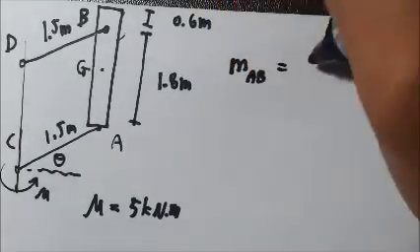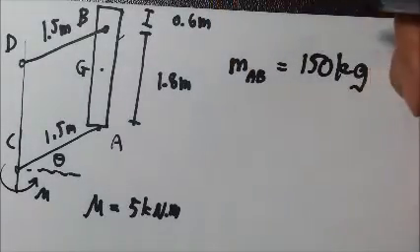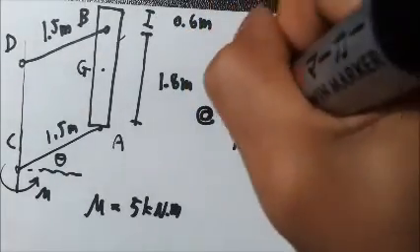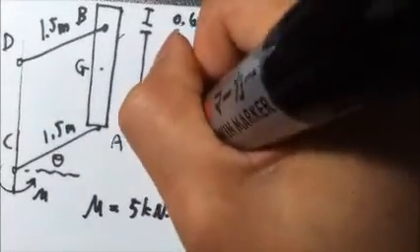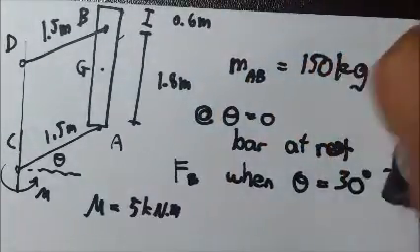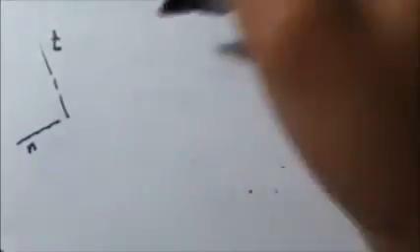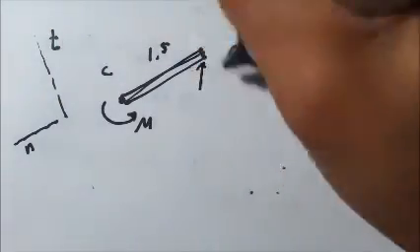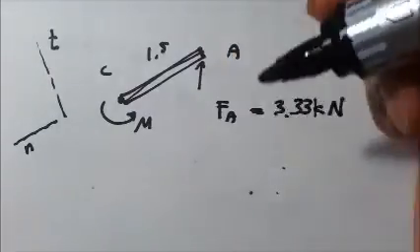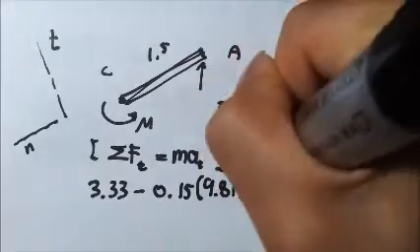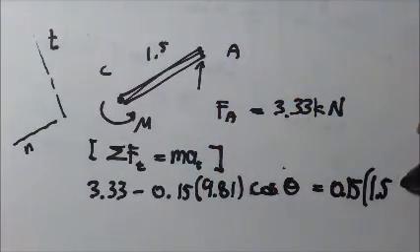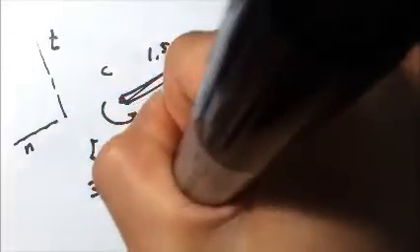A rod of mass 15 kilograms is linked to the wall with the links DB and links CA. A moment of 5 kilonewton meters is acted on the link CA. So we can mark our axis n and t and do the sum of forces to find out the force acting on A, which turns out to be 3.33 kilonewtons. We can write our F equals ma equation now, with the force of A, the weight of the beam, and also the acceleration of the beam.